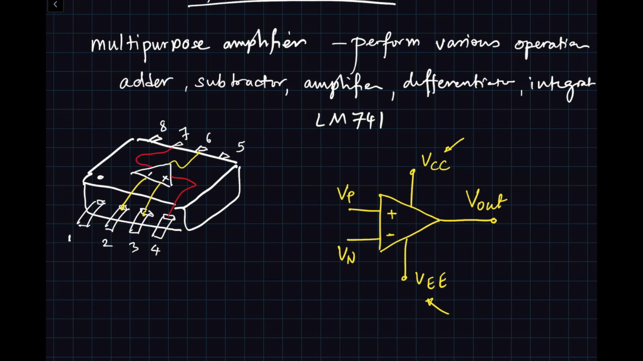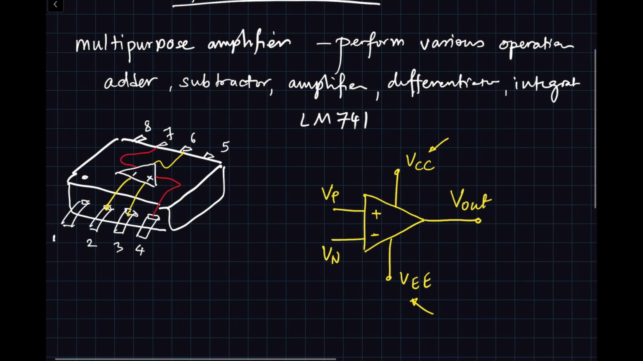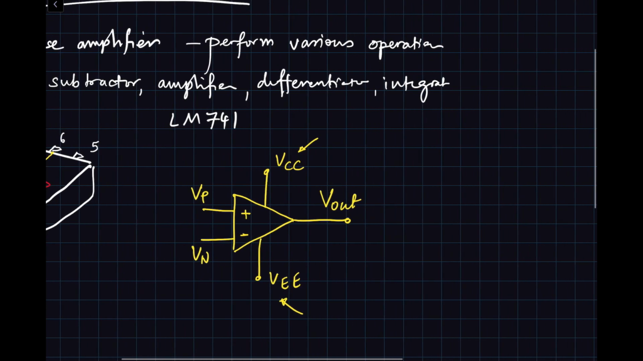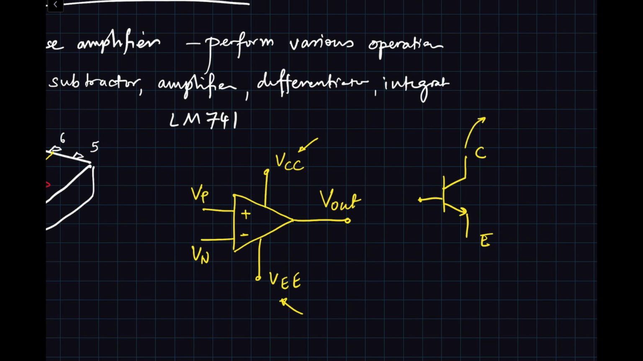When we use bipolar transistors in any circuit, then you have a collector and emitter. Generally the collector terminal goes towards the highest supply, and the emitter terminal goes towards the most negative supply. Hence the positive supply is referred to as VCC in a bipolar circuit, and the negative supply is referred to as VEE.